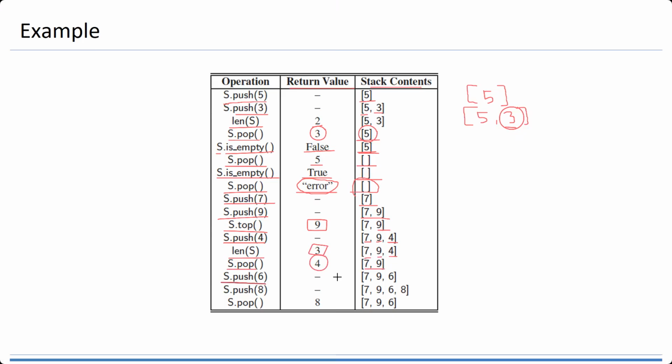S dot push. So there will be another item, which is 6. And then I'm going to push again. Then there will be a new item 8 at the end of the stack. And then let's say I'm going to pop. So it means I'm going to get the last element, which is 8. It is removed, and the remaining stack content will be 7, 9, and 6. So this is the operation about stack.